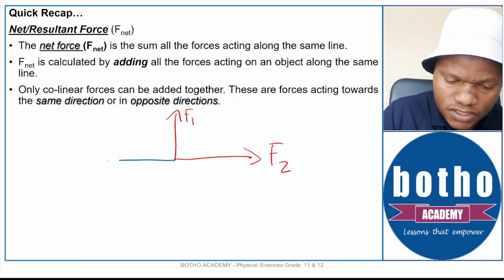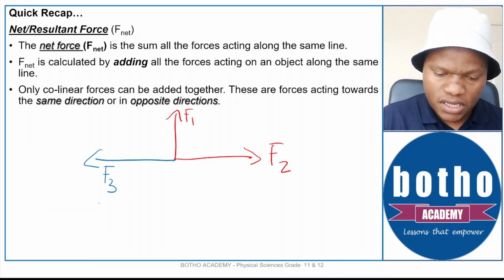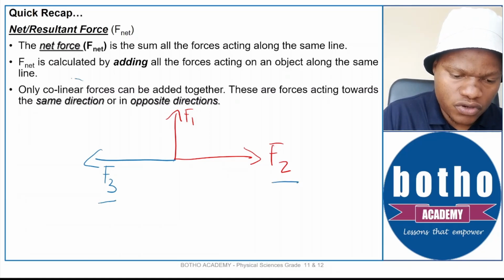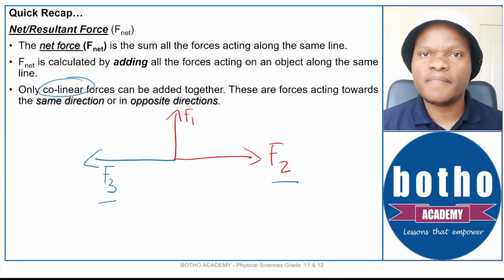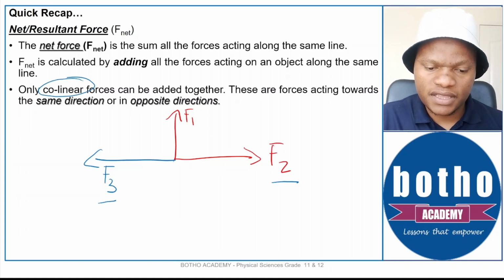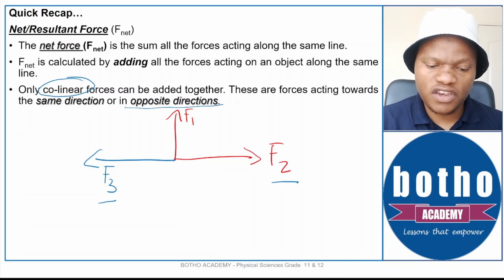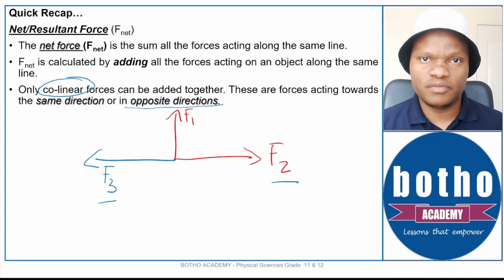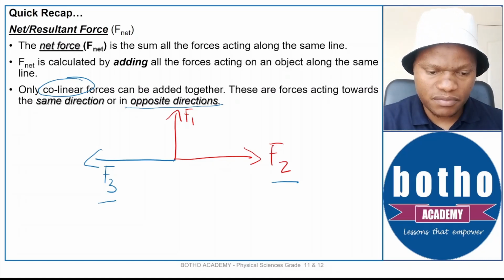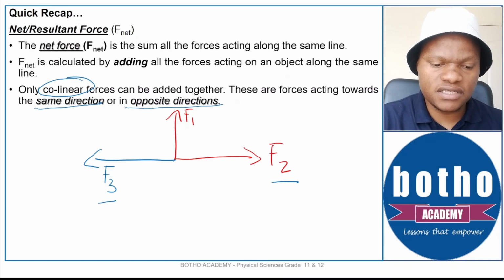If you had to have a force, let's say this is F3. Now, F3 and F2 are collinear forces. Why? Because they are acting along the same line. They are going in opposite directions. Even if F3 was going to the right, it would still be added to F2 because they are acting in the same direction. That means they are still collinear.